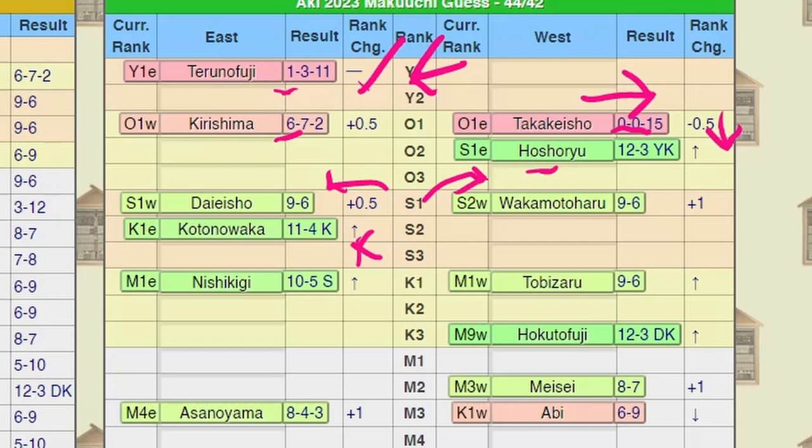And then the Komatsubi slots, with Abi dropping, have both opened up. Nishikigi and Tobizaru, who both had very good records at maegashira 1, are the obvious choices. They're going to go to Komatsubi 1 east and Komatsubi 1 west. Hokuto Fuji mathematically moves into a Komatsubi slot, but from 9 west, nobody's going to open up a third Komatsubi slot. So he's going to end up in maegashira. That's the Sanyaku. Let's move on.